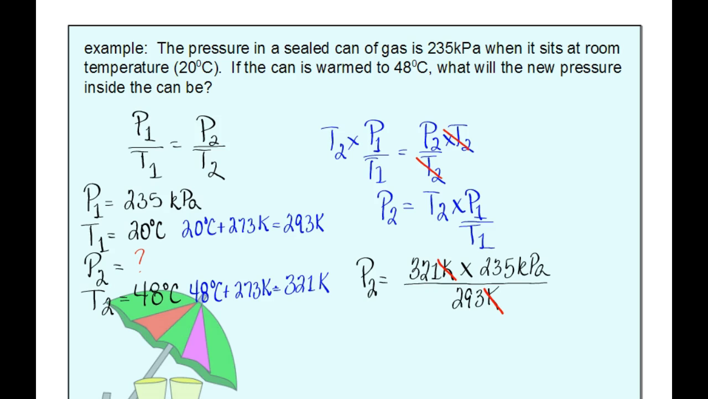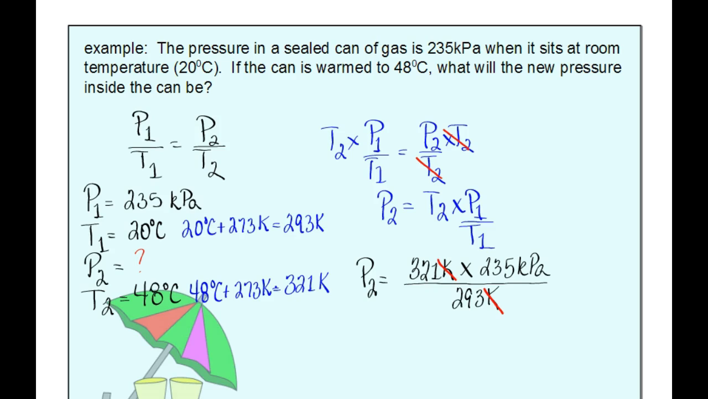Okay, so let's jump right in with this because it's similar to what we've done with past equations. We're just using P1 divided by T1 equals P2 divided by T2 in our equations. Let's say in our example that we have a sealed can, and the pressure in this sealed can is 235 kilopascals when it's at room temperature, which is 20 degrees Celsius. Let's say that we warm the can to 48 degrees Celsius.